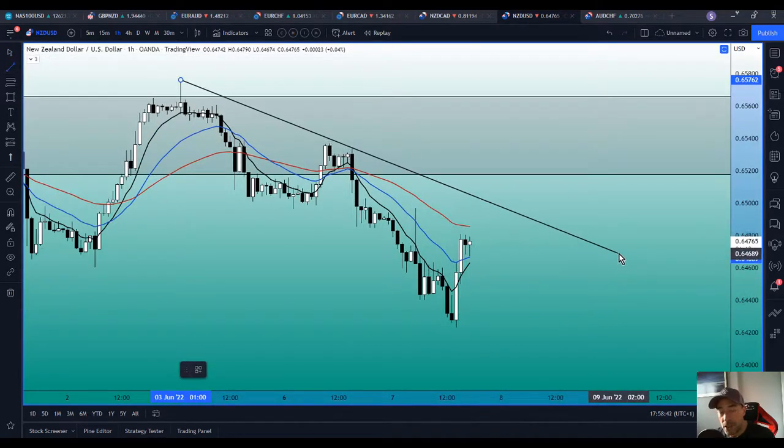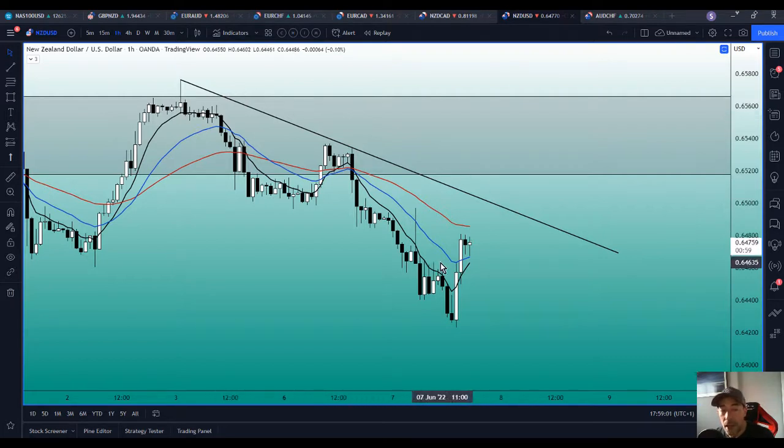Price could actually pull up into that trend line if it wanted to, okay? But if it does that, then we're going to see buying momentum here, and I'm not interested in that. I'm only interested in, at the moment anyway, my bias is to look for shorts on Kiwi dollar. So I'll be looking for sellers to enter the market.